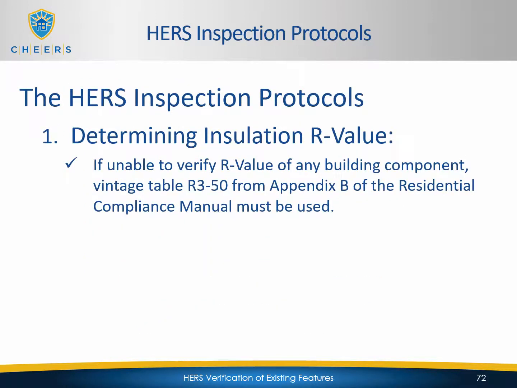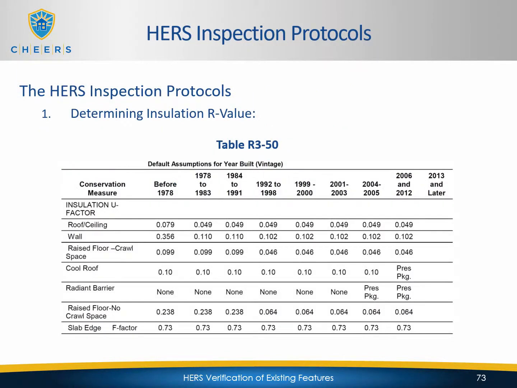If unable to verify the R-value of any building component, Vintage Table R3-50 from Appendix B of the Residential Compliance Manual must be used. And this is the table in question that I just mentioned a second ago. So if you really cannot find the value that you're looking for, you can use this vintage table to come up with some kind of approximation of what the value will be based on the age of the home.